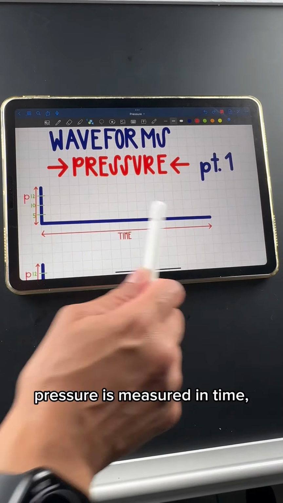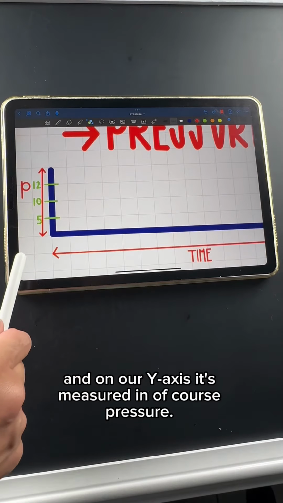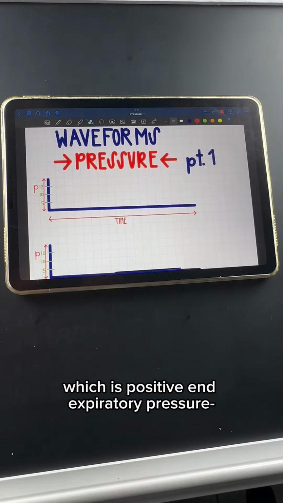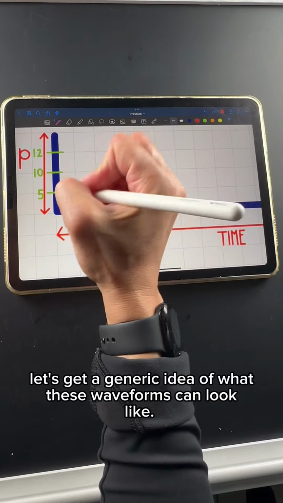On the x-axis, time is measured, and on our y-axis, it's measured in, of course, pressure. For the sake of the example, I numbered this to reflect PEEP, which is positive end expiratory pressure, heavy on the pressure. With that out of the way, let's get a generic idea of what these waveforms can look like.